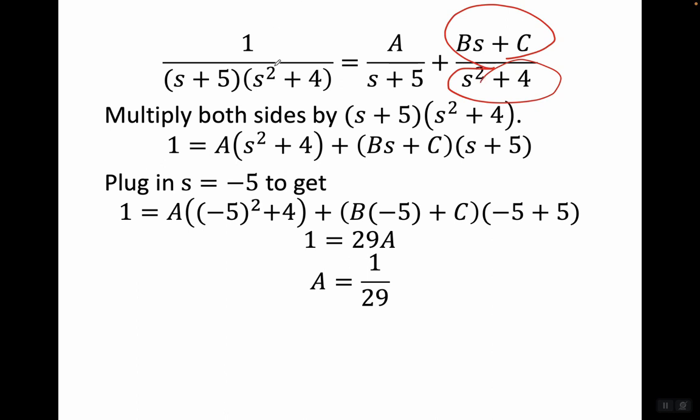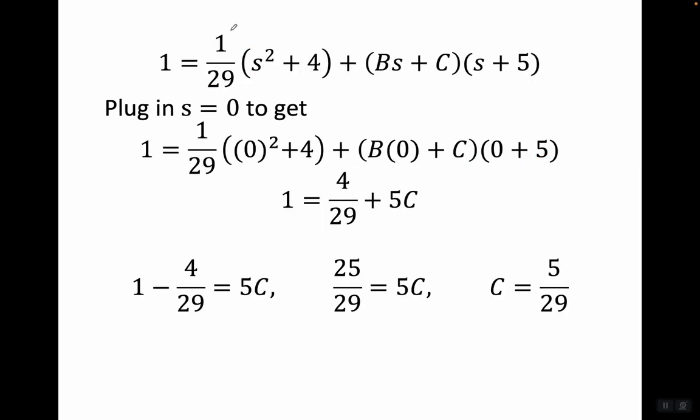Let's multiply both sides by this denominator, and we end up with 1 equals A times (s squared plus 4) plus (Bs plus C) times (s plus 5). Plug in s equals negative 5. Why am I doing that? If we're going to solve for A, B, and C, we're just going to recognize that this formula is going to be true for all values of s. So let's plug in strategic values of s. If you plug in s equals negative 5, this term goes to 0. That's strategic. So we get 1 equals A times (negative 5 squared plus 4) plus B times negative 5 plus C times 0. In other words, we end up with 1 equals 29A, or A equals 1/29.